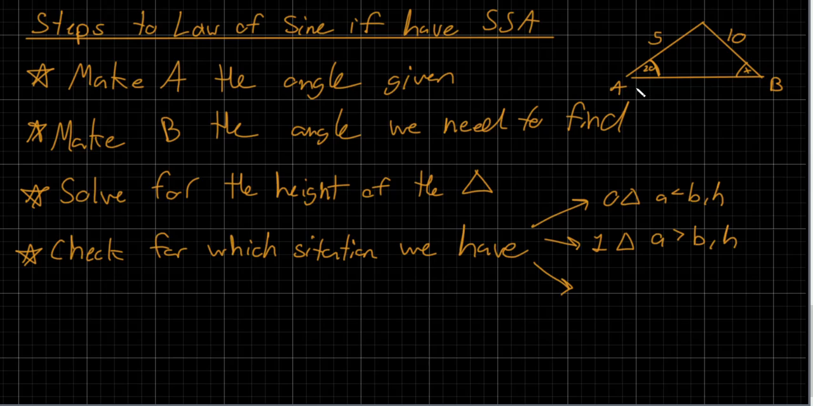So where did you get 30 from? This is 20. This is 5. This is 10. This is SSA.